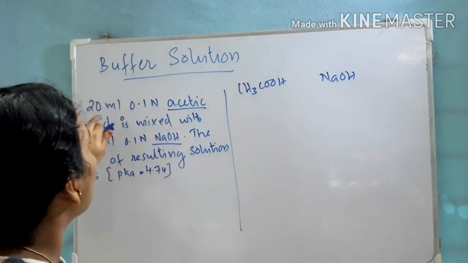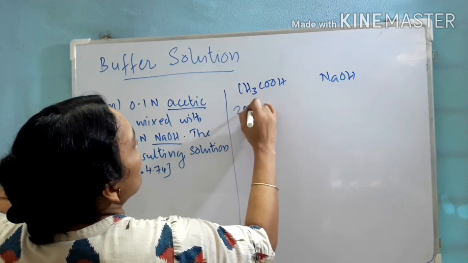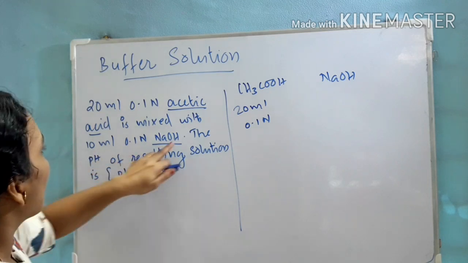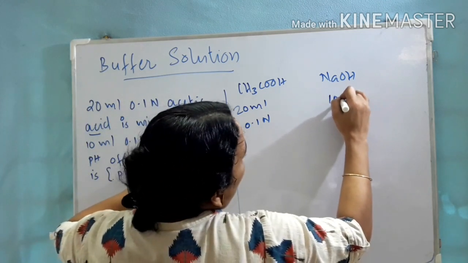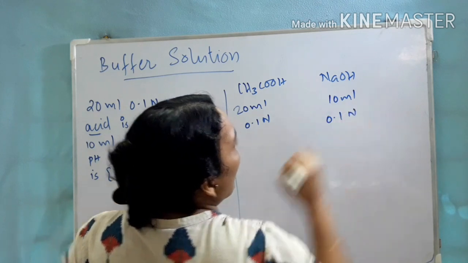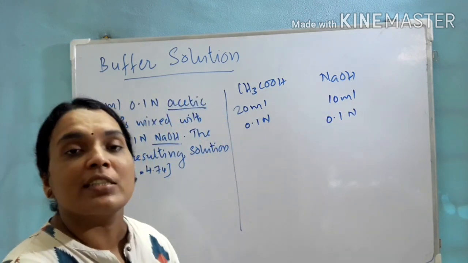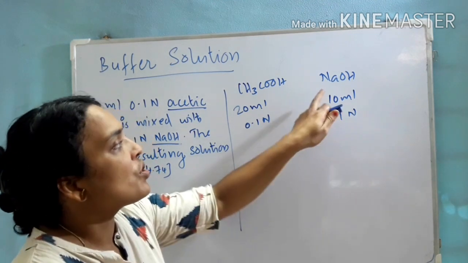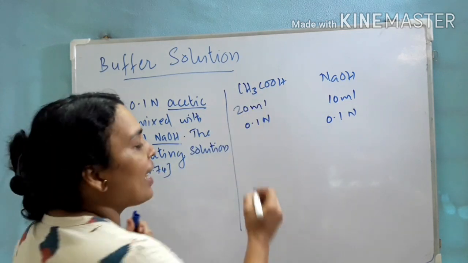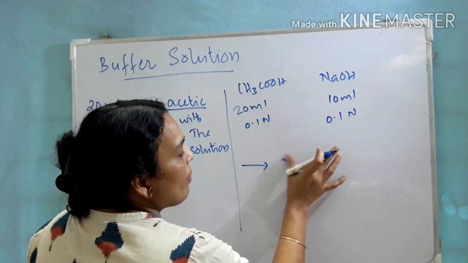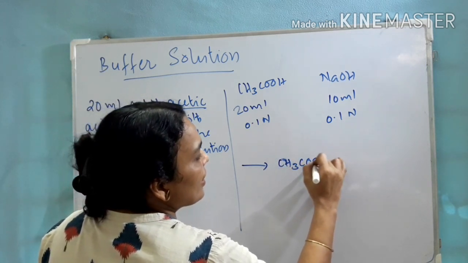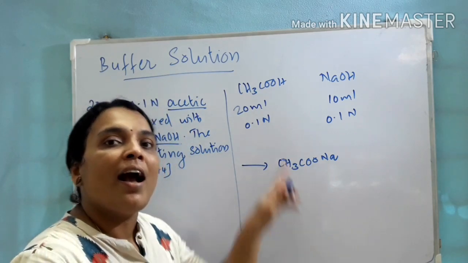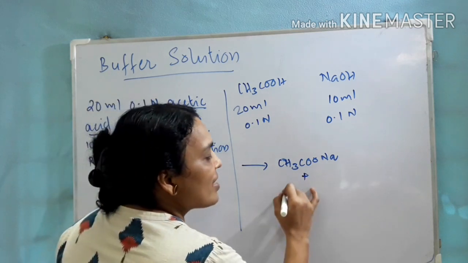But remember, look here: 20 ml of 0.1 normal acetic acid that we have taken. And what about NaOH? NaOH is only 10 ml, 10 ml of 0.1 normal NaOH is taken. That means which is the limiting reagent? NaOH is the limiting reagent, isn't it? So this NaOH combines with acetic acid and forms sodium acetate. NaOH completely reacted with acetic acid forming sodium acetate. Who is remaining? Acetic acid is remaining.